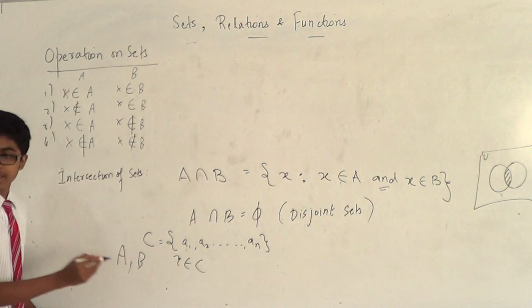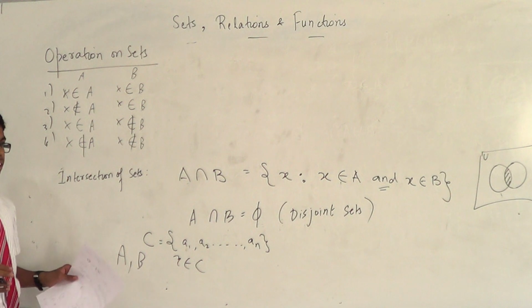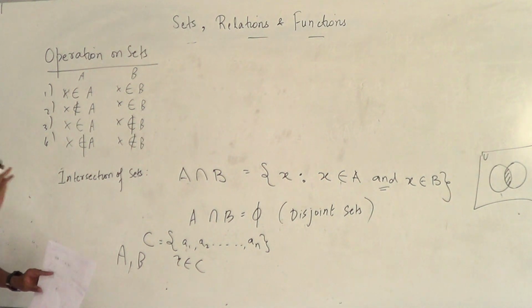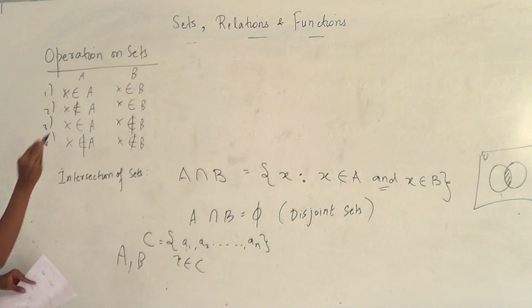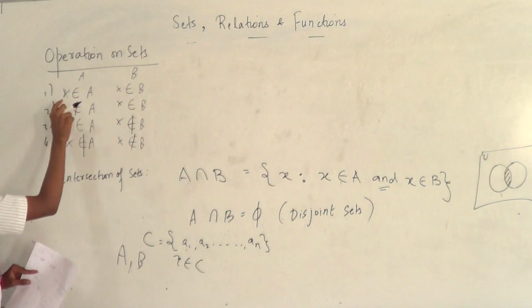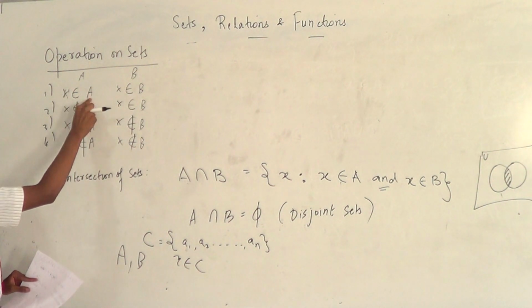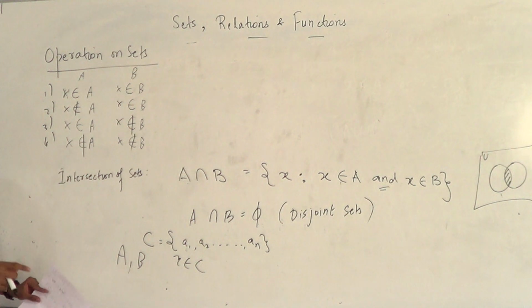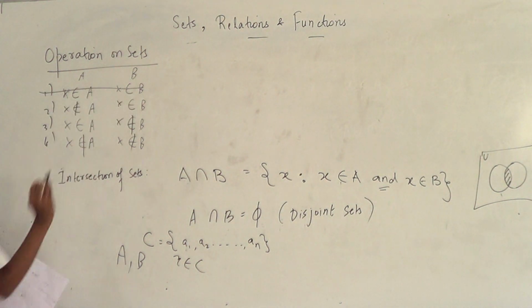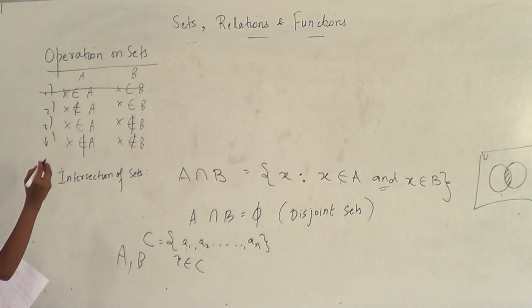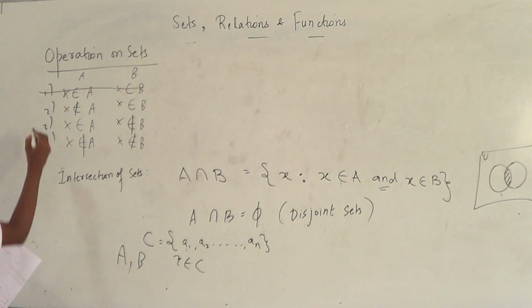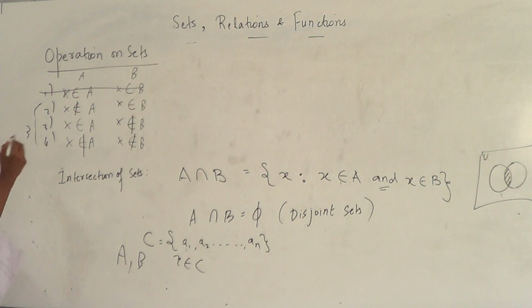Now they told that it's disjoint sets. Disjoint meaning the intersection is empty. So there's no common element between A and B. So you have to eliminate the option where X is an element of both A and B. That's not possible because there's no intersection. So you have to rule out this option. Now there are 3 cases.